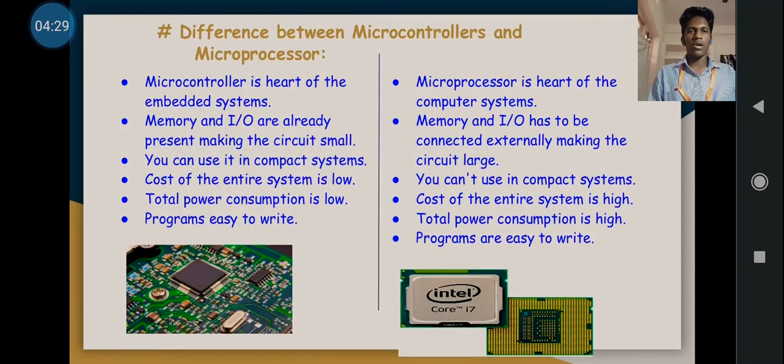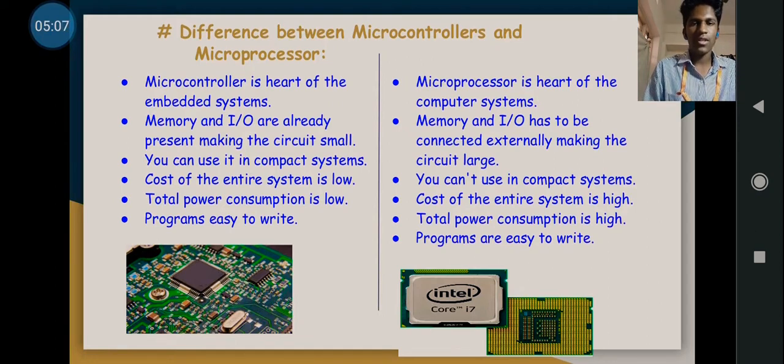Next we move on to the difference between microcontrollers and microprocessors. These are two terms we generally get confused between. A microcontroller is the heart of embedded systems. Like I said earlier, embedded systems are those in which the data is already stored in a device, and the microcontroller controls it. Whereas a microprocessor is the heart of a computer system. If we take the central processing unit, the CPU of a computer, the microprocessor is the heart of it. If there is no microprocessor, we cannot use the CPU.